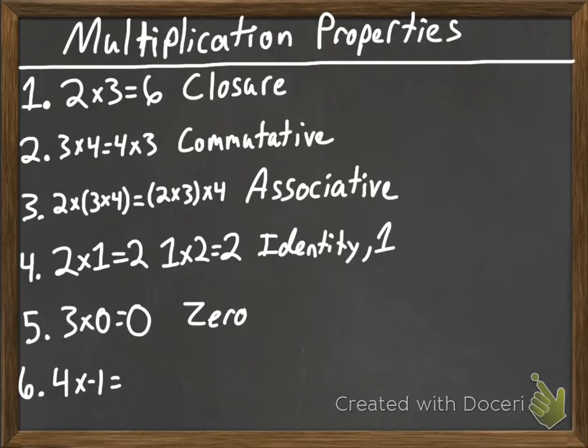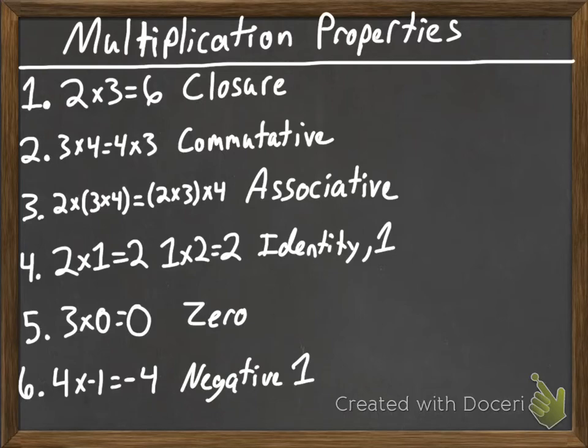4 times negative 1. Well, you know 4 times 1 is 4, but if you use the negative rule, you know that it switches signs. And this is called the negative 1 property. The negative 1 property just says that if you multiply by negative 1, it changes signs. Whatever you multiply by changes signs. So here are 6 properties for multiplication.